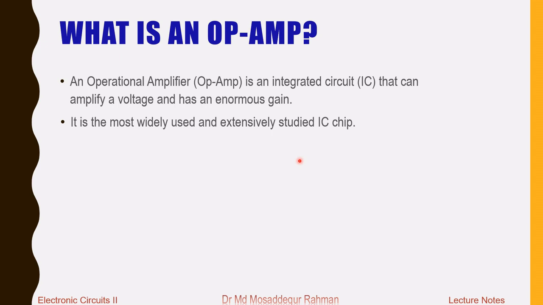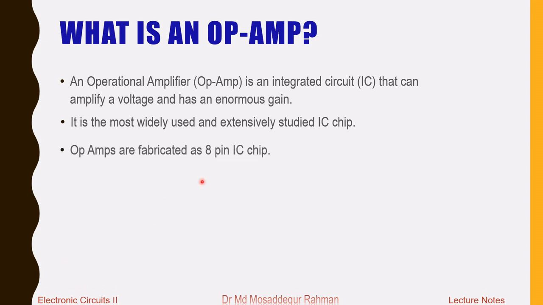The first op amp was built or invented in 1971, so that is a long time back, almost 50 years back. But still today, the op amp remains the most widely used and extensively studied analog IC chip. Its digital counterpart, the microcontroller, was also invented in 1971, and till today it is the most extensively, most widely used digital IC chip.